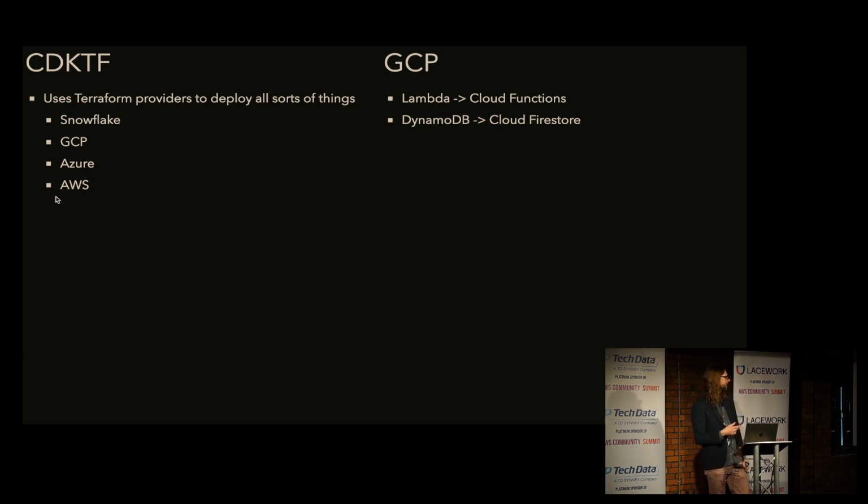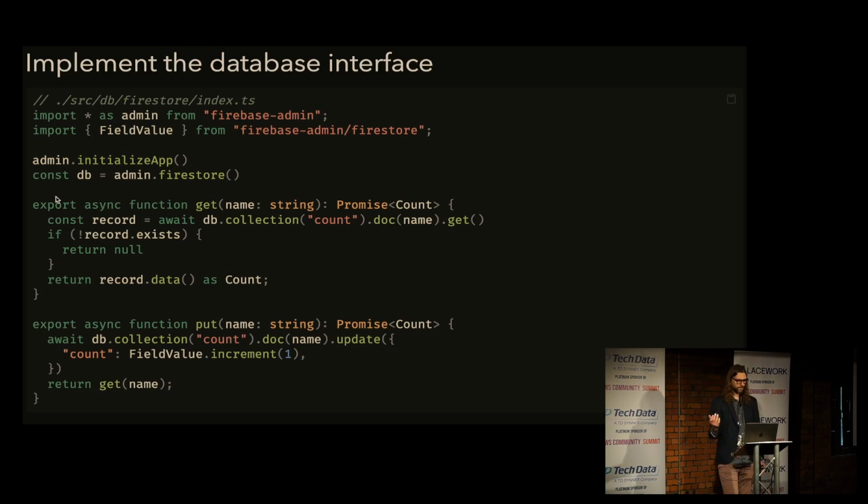So Terraform has providers for GCP, Azure, Snowflake, all sorts of weird and wonderful things that you can do with Terraform. And GCP has equivalents of AWS services. So Lambda can be substituted for Cloud Functions, and you can substitute Cloud Firestore for DynamoDB, roughly speaking. And because we've implemented a database class with just 2 functions on it, we can re-implement that using Cloud Firestore, which is actually a pretty straightforward implementation. Create a Firestore database, and then either get it or increment it. And arguably, it's simpler than the DynamoDB equivalent.